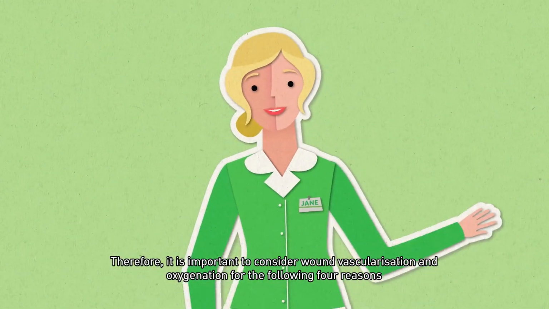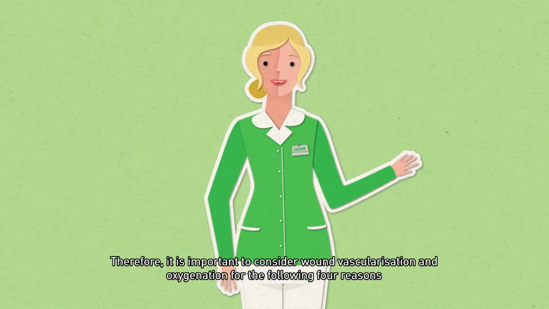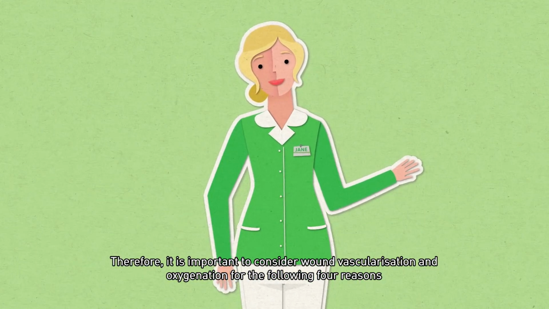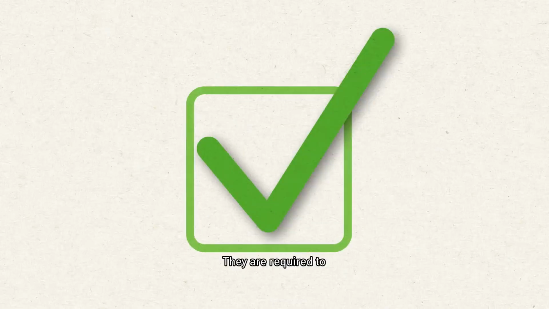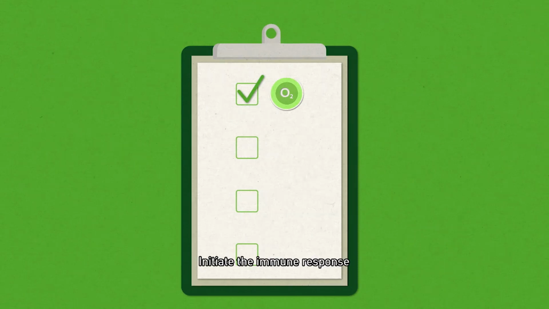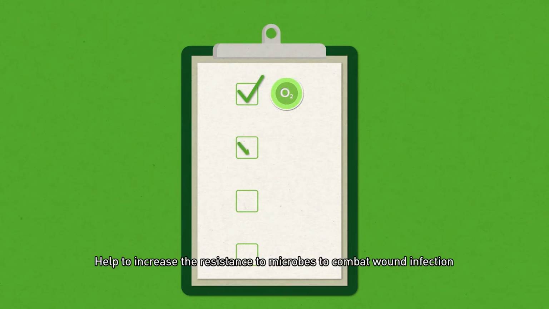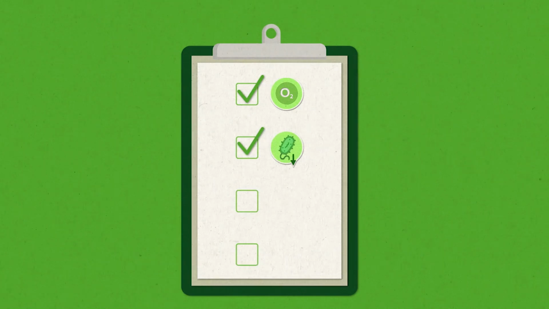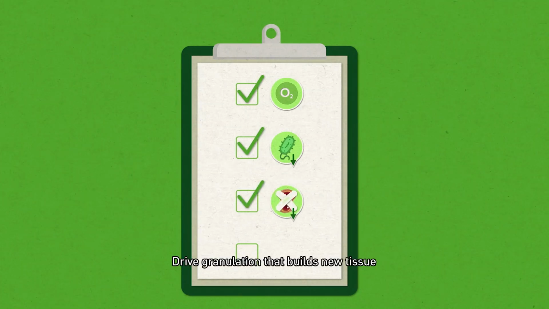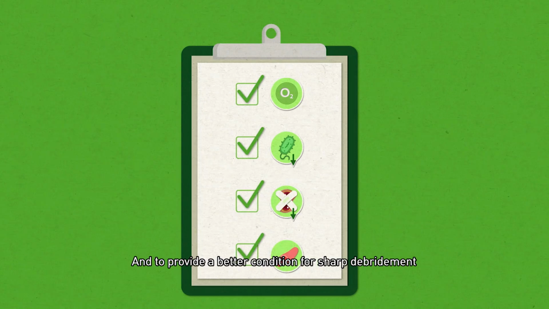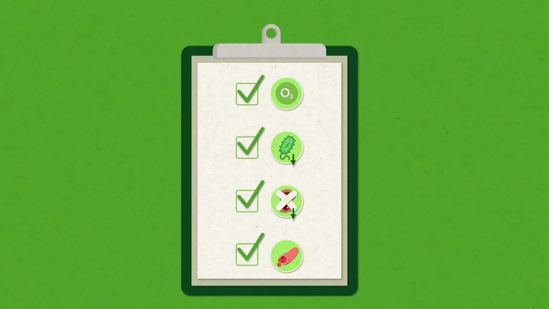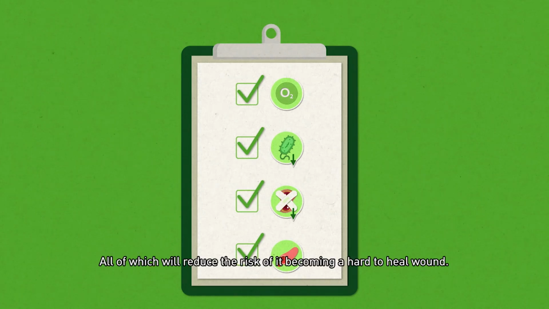Therefore, it is important to consider wound vascularisation and oxygenation for the following 4 reasons. They are required to initiate the immune response, help to increase the resistance to microbes to combat wound infection, drive granulation that builds new tissue, and to provide a better condition for sharp debridement, all of which will reduce the risk of it becoming a hard-to-heal wound.